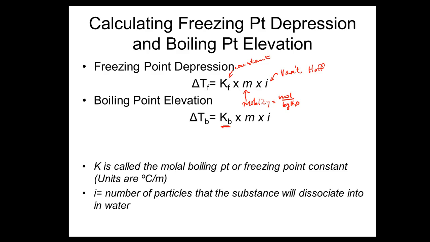The biggest thing between these two things is remembering that it's freezing point depression. Okay, so whatever you calculate here, this is going to make your temperature go down. Whatever you calculate here, this is going to make your temperature go up. All right, so when you're calculating freezing point depression, you had better get a negative degree Celsius. All right, so it should be below zero. When you do boiling point elevation, you had better get an answer that is greater than 100 degrees Celsius.